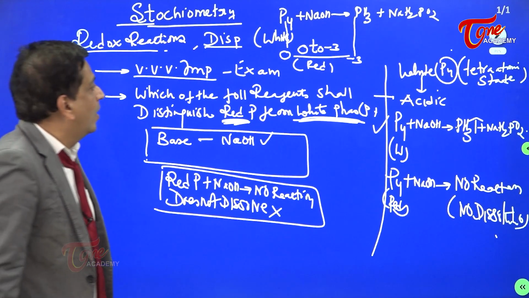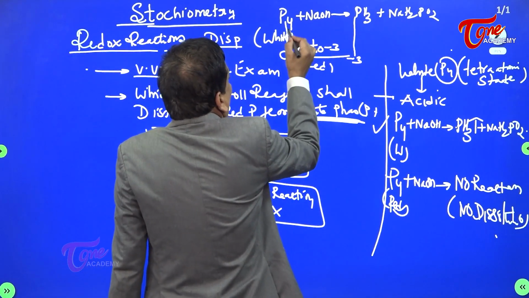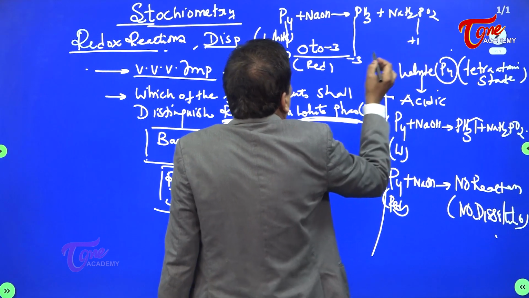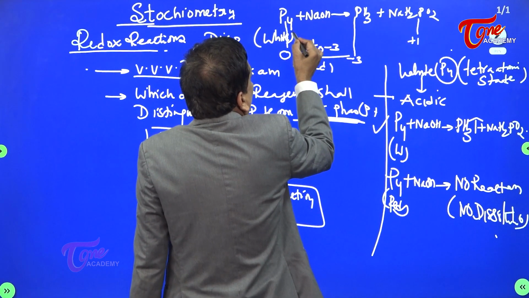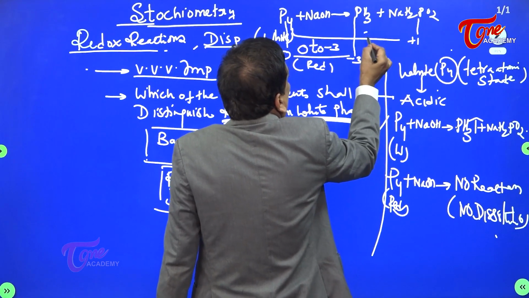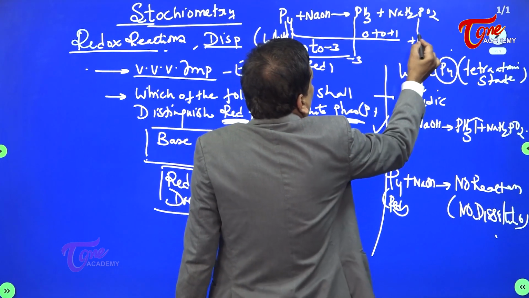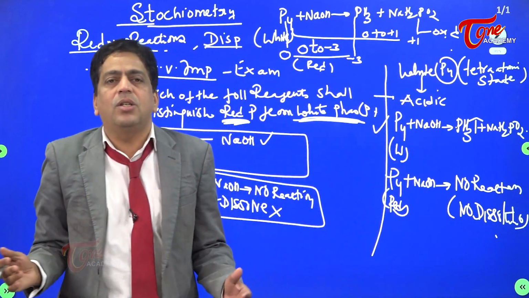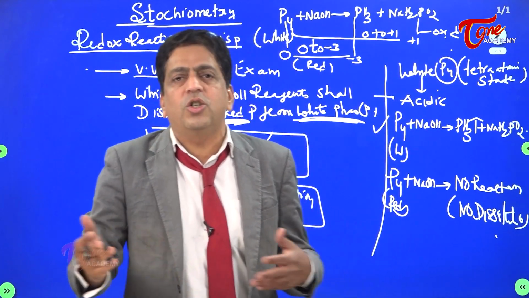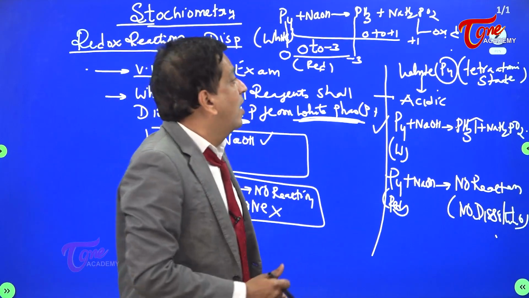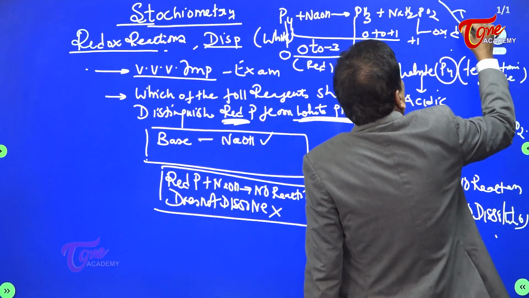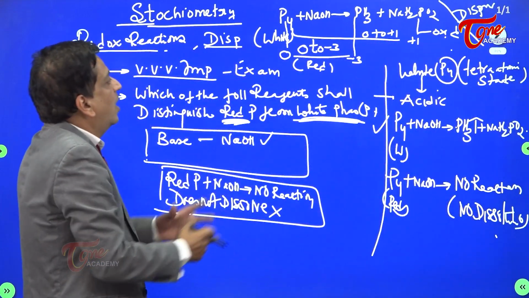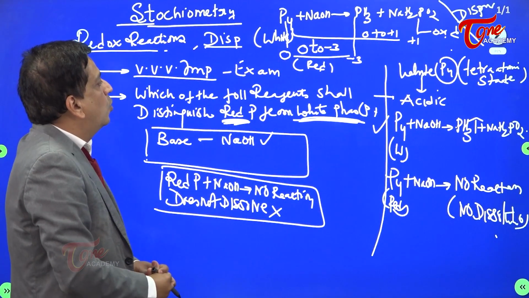Similarly, the same phosphorus is also undergoing, look at this, +1. So the same phosphorus is going from 0 to +1, and this is oxidation. So you have reduction and oxidation, and it is the same element undergoing both. You must understand, this is the best example of disproportionation.